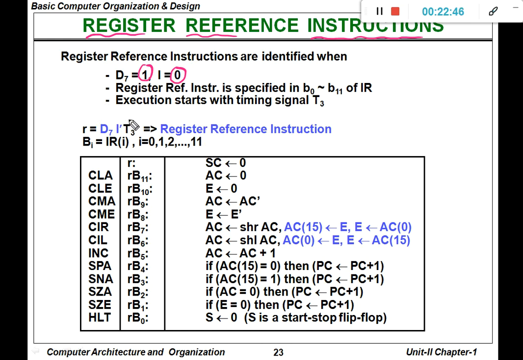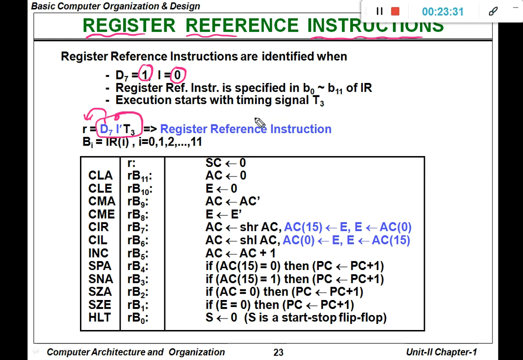Here the register reference instruction can be represented, already we have seen this code, using D7, I dash and T3. So here D7 is 1, I dash is 0, and T3 is the clock cycle. At the T3 clock cycle it will be executed. Okay. And this entire code D7 I dash T3, for simplicity, we are representing with a small r.